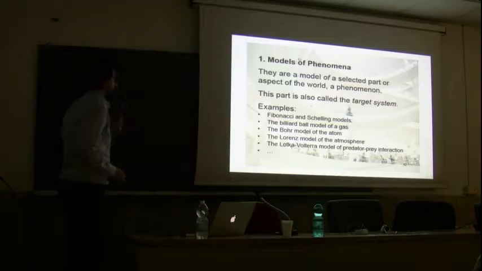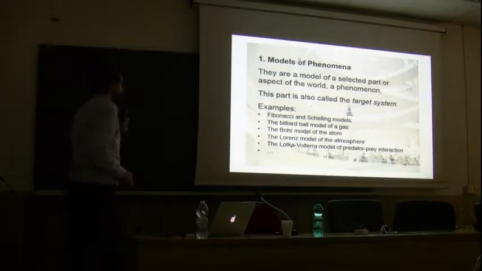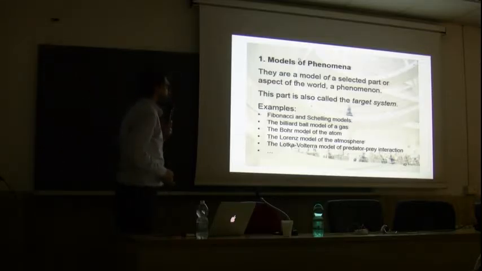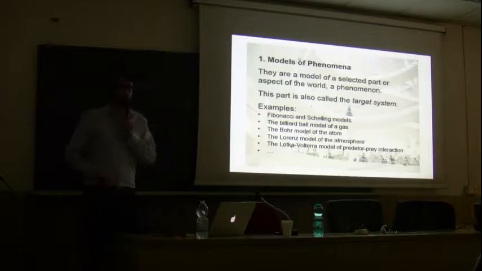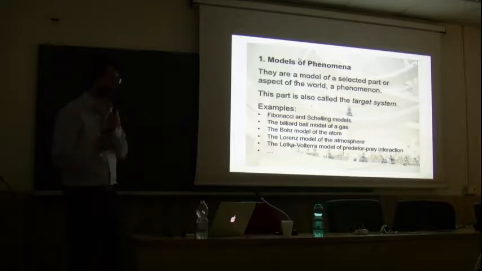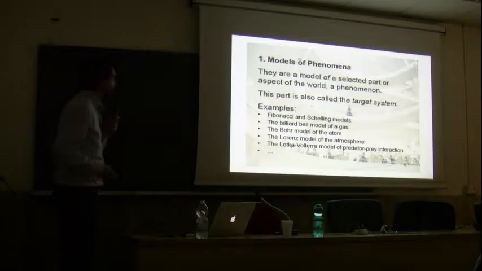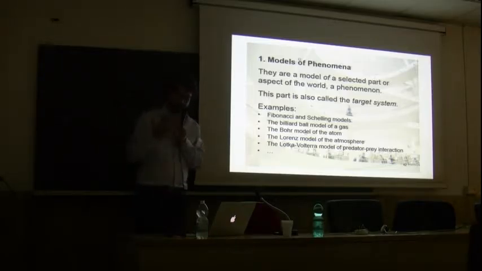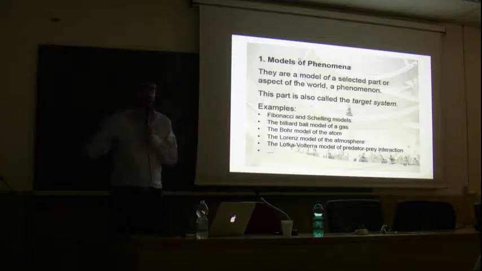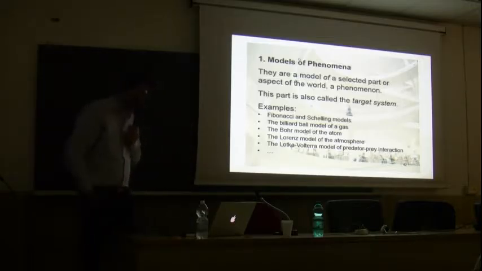So models of phenomena are effectively the kinds of models you've seen so far, the Fibonacci model, the Schelling model. These models are meant to represent a selected aspect or part of the world, which is typically referred to as the target system of the model. In the case of Fibonacci, the target system was a population of rabbits. In the case of the Schelling model, the target system is the population in a city.